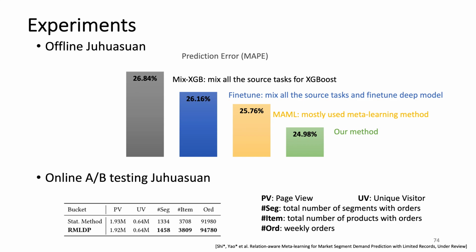Also, we put the model online on the Juhuasuan platform, and we construct an online A/B testing with similar page views and unique visitors, and our model can achieve more weekly orders. Thus, we can see that when we introduce the relational knowledge and use meta-learning in market segment demand prediction, we can actually improve the performance and the quality of the platform. So this is the first example.